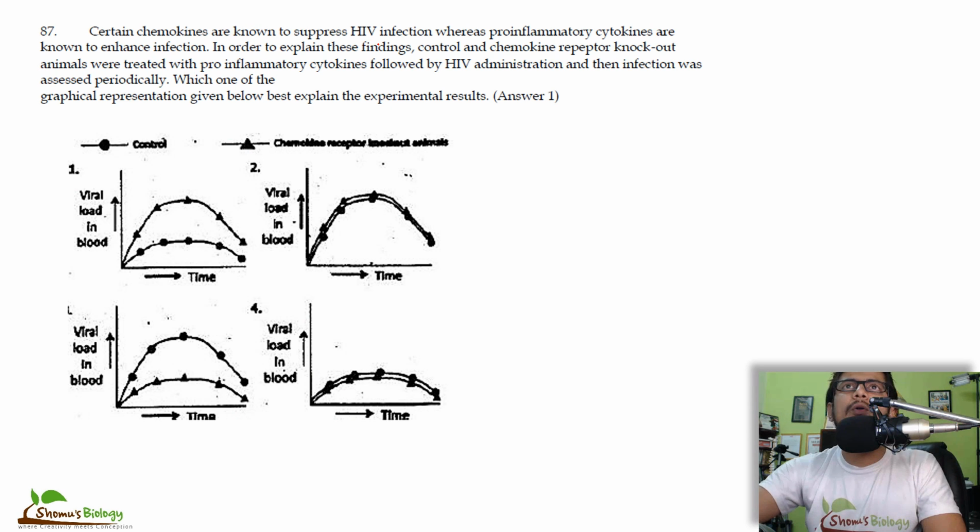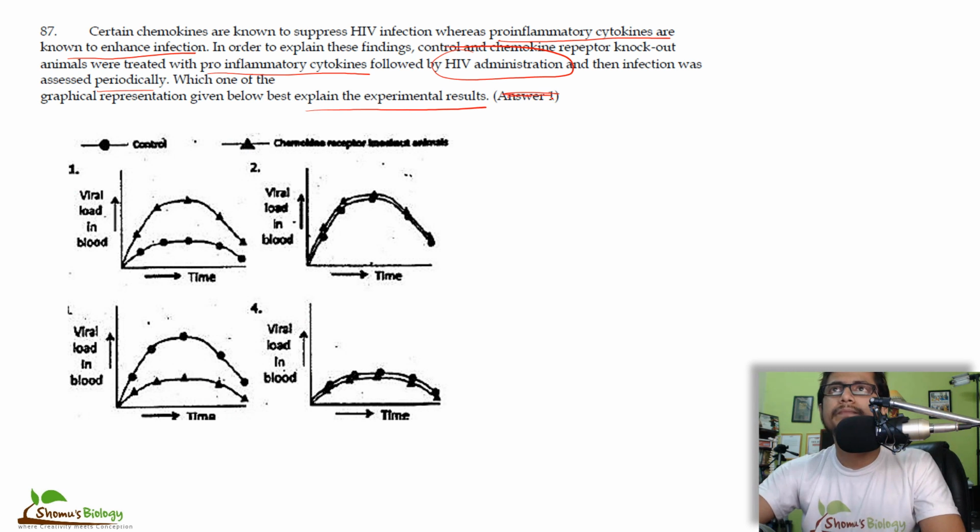Certain chemokines are known to suppress HIV infection, whereas pro-inflammatory cytokines are known to enhance the infection. In order to explain these findings, control and chemokine receptor knockout animals were treated with pro-inflammatory cytokines followed by HIV administration, and then infection was assessed periodically. Which one of the graphical representations given below best explains the experimental results?